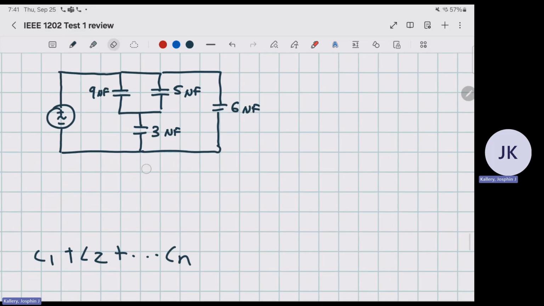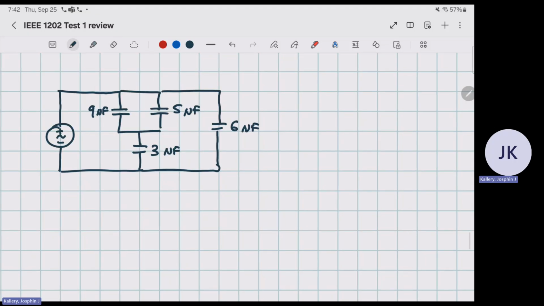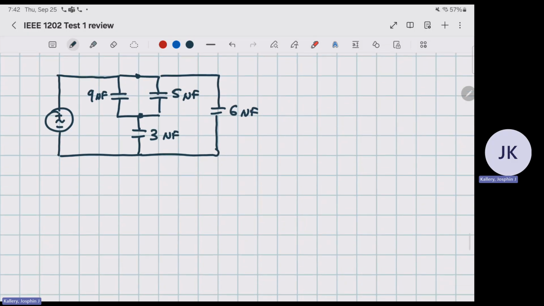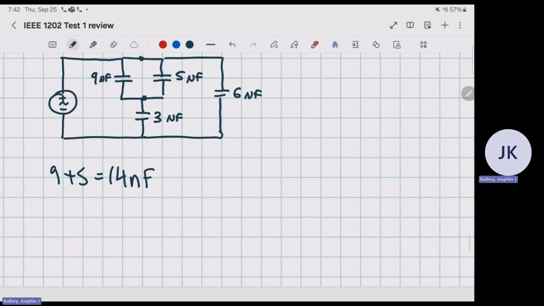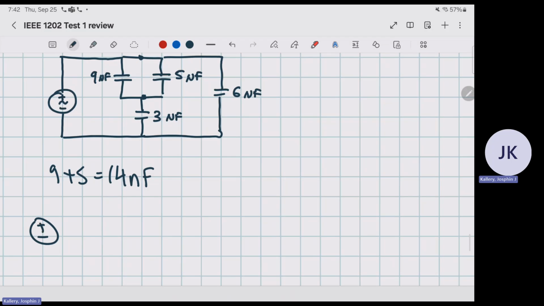Now let's just erase that so we can save up some space. All right. So for this problem, we'll start right here. We have two nodes here between the 9 nanofarad and the 5 nanofarad capacitors. They are in parallel, so you can just combine them by doing 9 plus 5, which equals 14 nanofarads. Then we would have something that looks like this. Oh, these are not resistors. Okay. And like that.